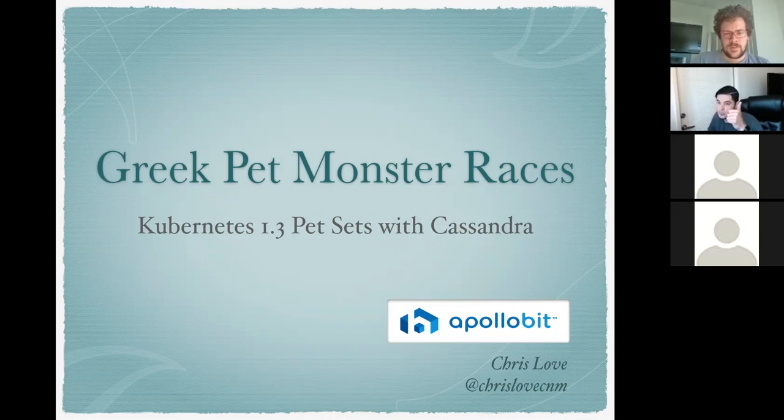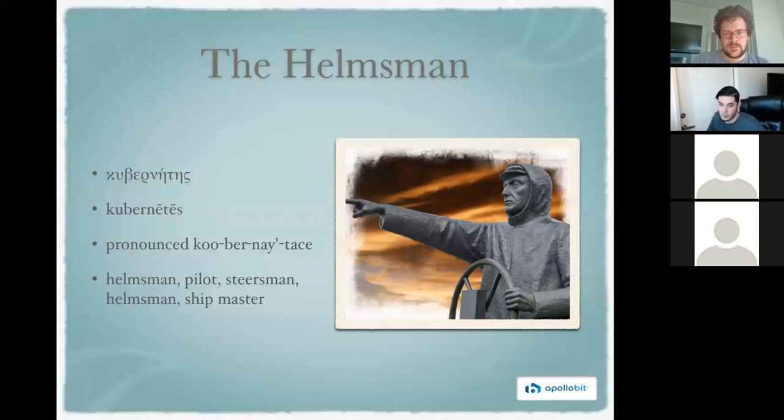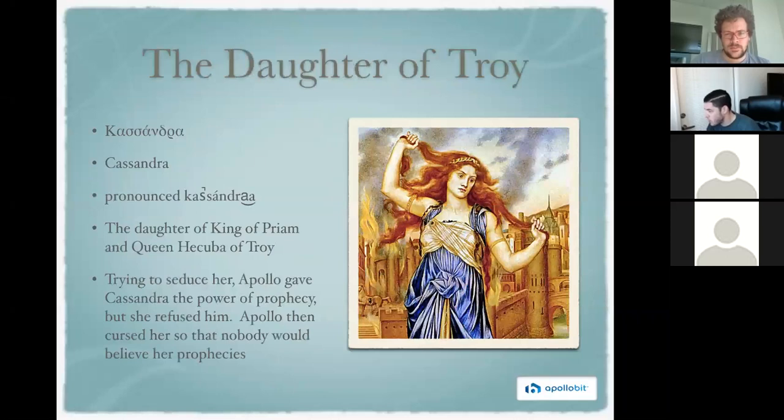Yes, we can. Awesome. Just a little bit of background, why we chose the Greek pet races. Most of everybody that's on the call should know that Kubernetes is actually ancient Greek. It means helmsman or pilot. I'll breeze through these slides here. Cassandra also is the daughter of Troy through Greek mythology. She's the daughter of King Priam and the Queen Hecuba of Troy. I'm sure I'm massacring that Greek name.